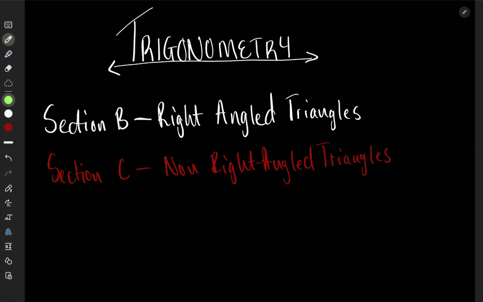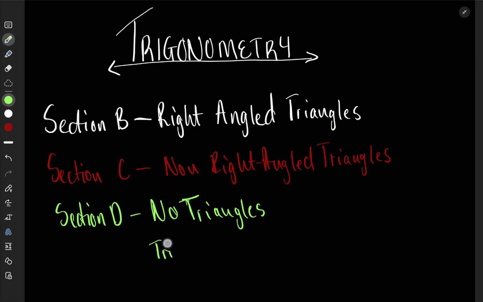And then after section C, it is section D. Our section D is no triangle at all. No triangles. We are only going to do trig graphs, and we'll do trig equations. So that's the structure. Don't ever forget it.